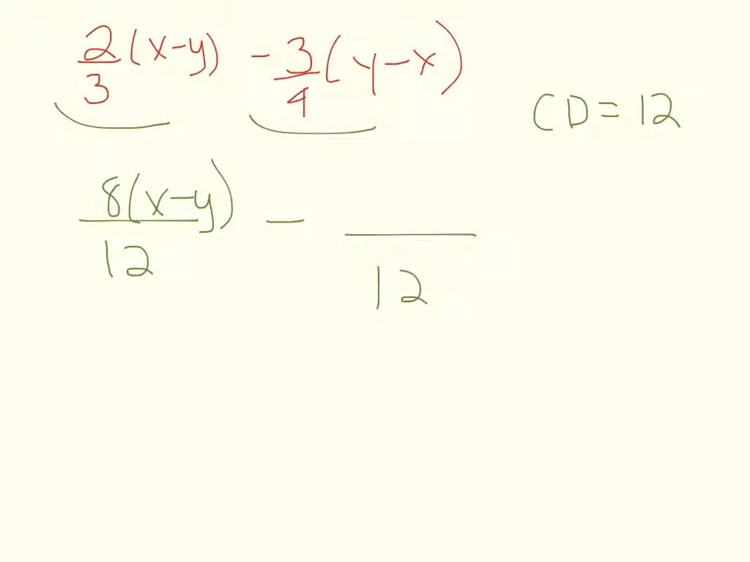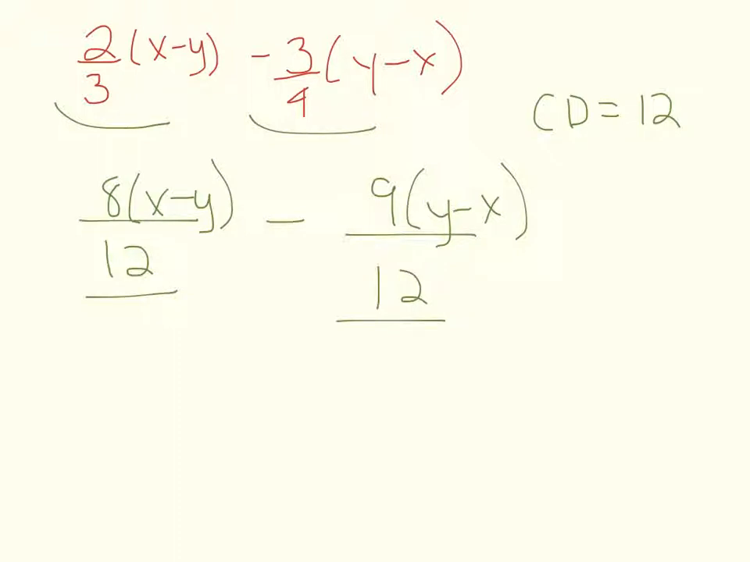So with the 4 as our denominator, I'm going to multiply that by 3 to get the 12. So what I do to the bottom, I must do to the top. So that actually becomes 9. And again, I'm just going to have the y minus x in brackets. So now that our denominators are the same, I can go ahead and break open these brackets.